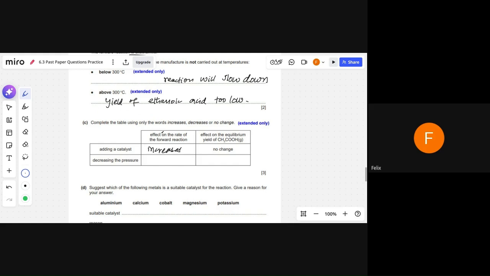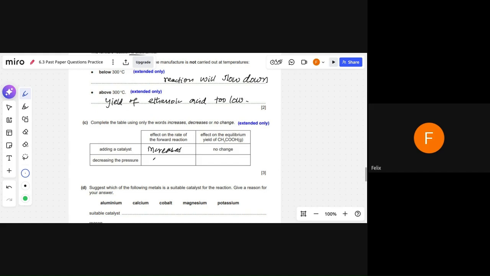So the effect on the rate of reaction of a catalyst: it will increase by adding a catalyst, or it will decrease by removing a catalyst. But the effect on the equilibrium yield, it will remain the same. Remember that there will be no change.